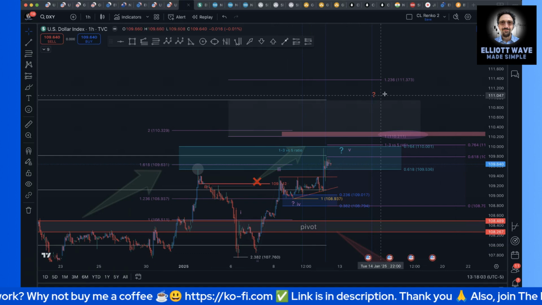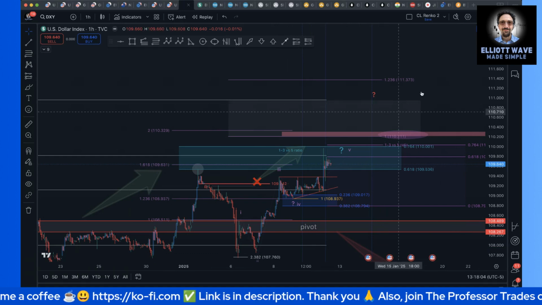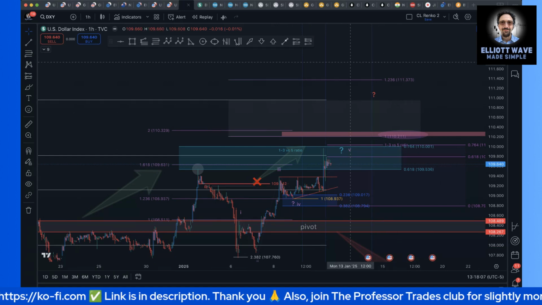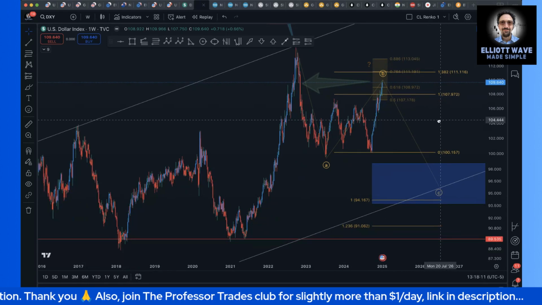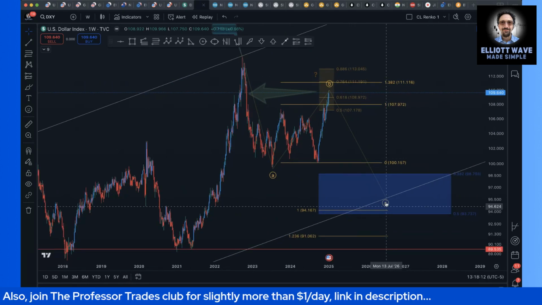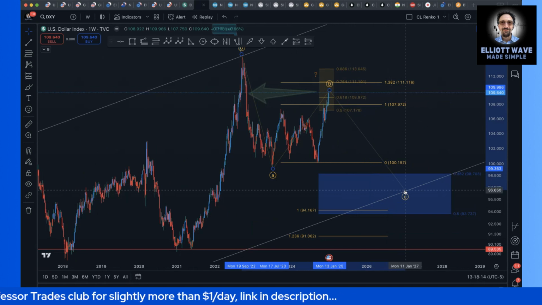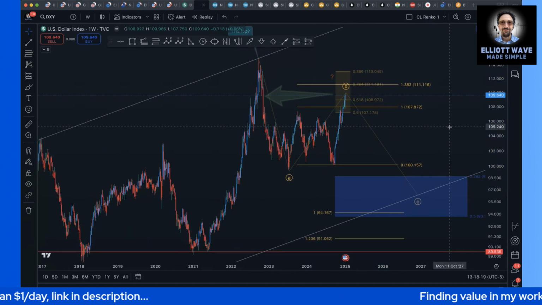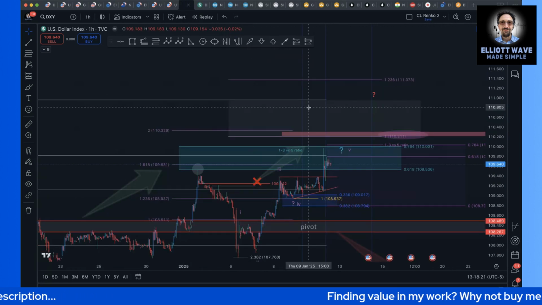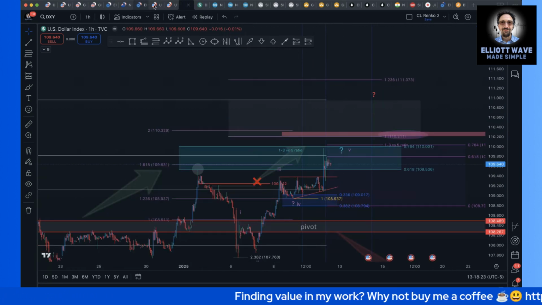If this breaks out, this is the first place I'd look for resistance, right here, which on the weekly is this 111 area and just shy of the 111. But you can see the plan, what I'm thinking for the dollar going into all the rest of this year, whenever this tops. That's going to be very impactful for what's going on with these currencies.